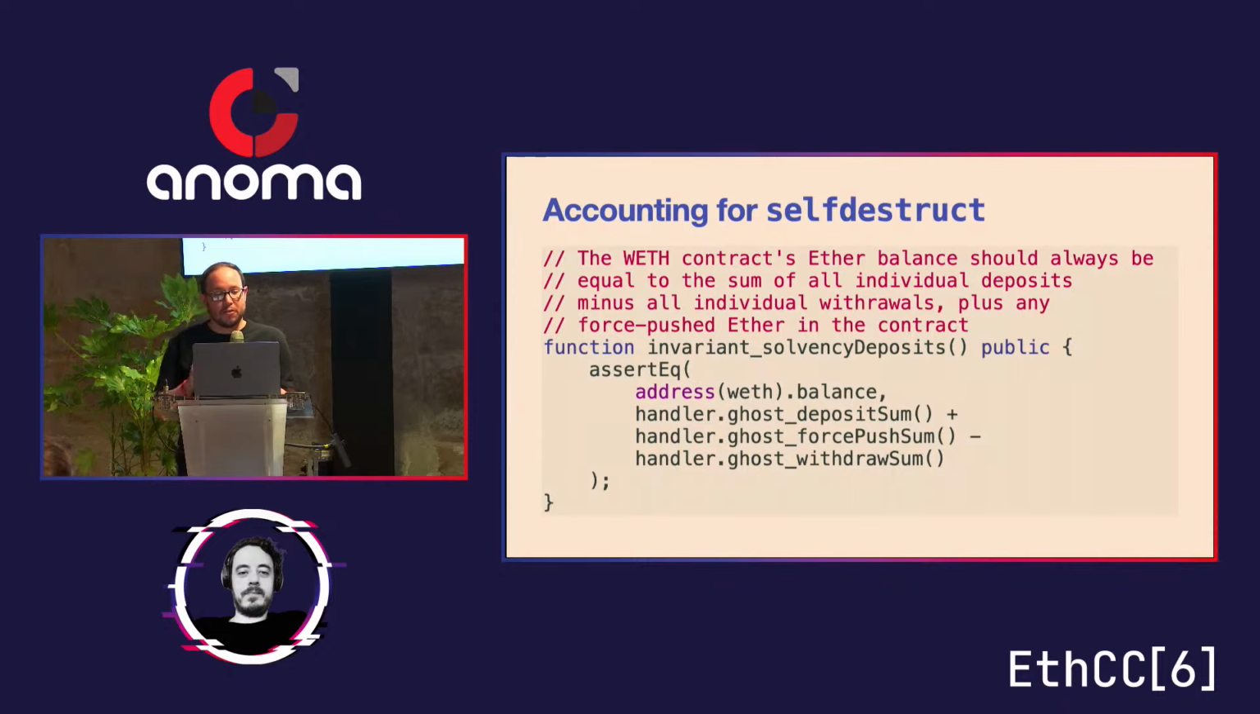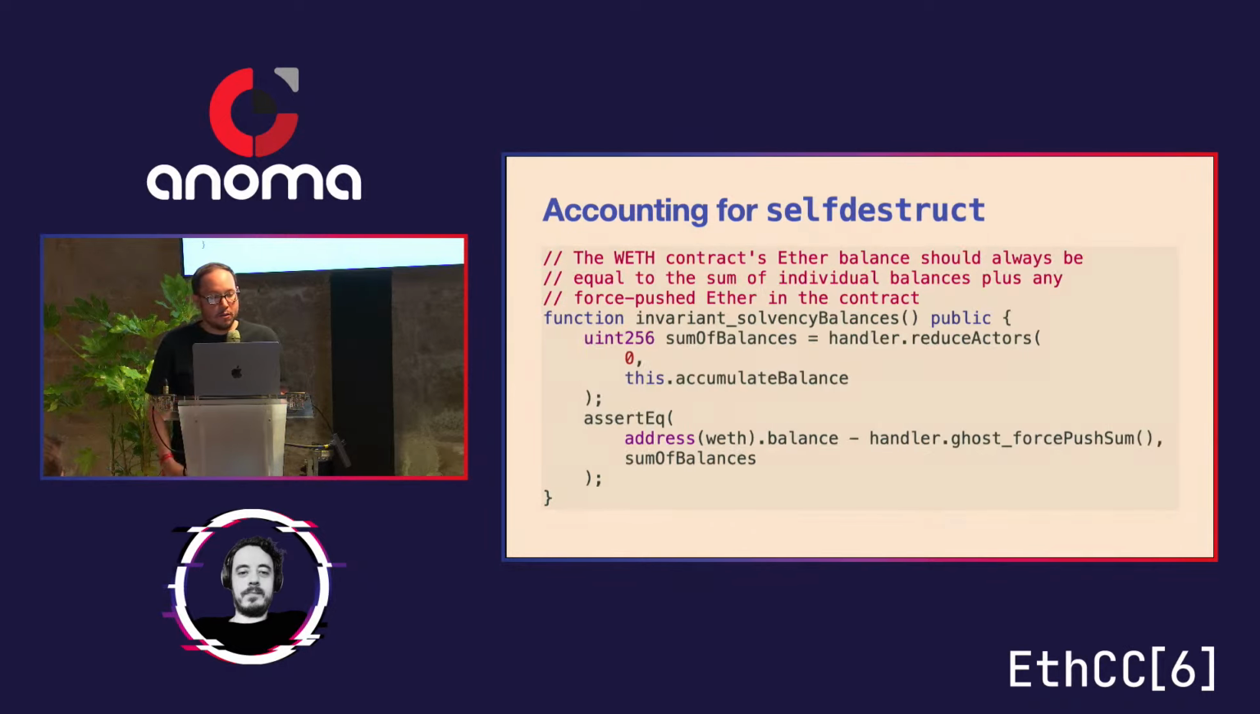Now in solvency of deposits, the contract's balance should always be equal to the total amount of deposits that have been made plus the total amount of force pushed ether minus the total amount of withdrawals. And then similarly here in balance solvency, we'll subtract out the force pushed amount from the total. Or we could add it to the other term there, I suppose. And sorry, this is an outdated example. It's using this reducer thing, which we didn't have time to look at today.